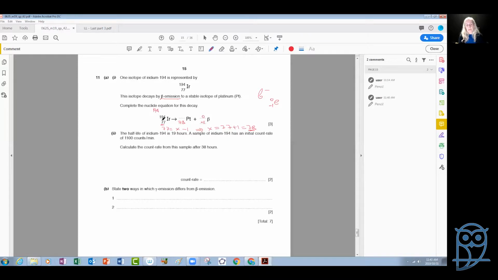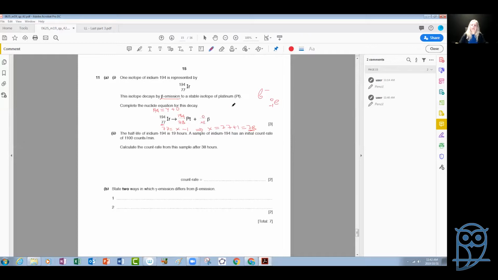194, which is the nucleon number on the left-hand side, has to be conserved, which means this must be equal to this, the nucleon number of platinum, which we don't know, let's call it Y, plus 0, because the nucleon number of the electron, which is emitted, is 0. So the Y, in other words, is 194. So this is the answer up there. We must place 194. So these are the missing numbers, and this is our answer.